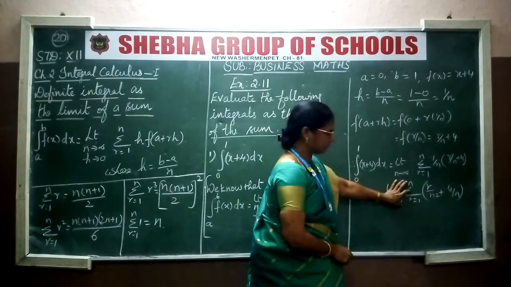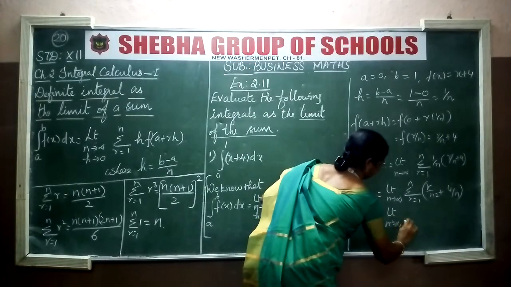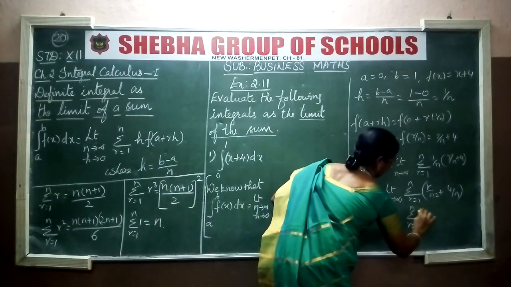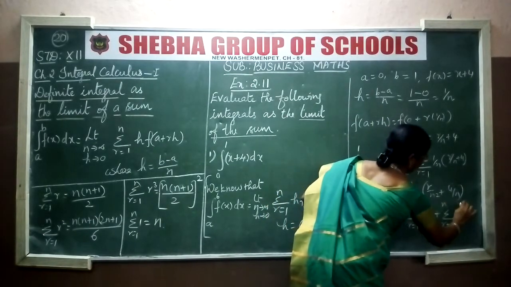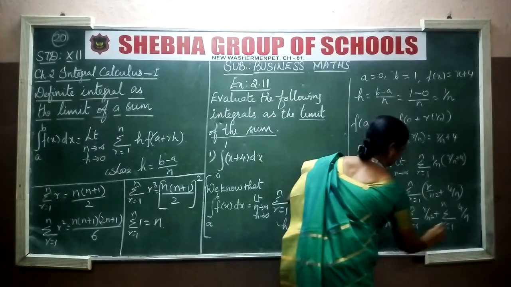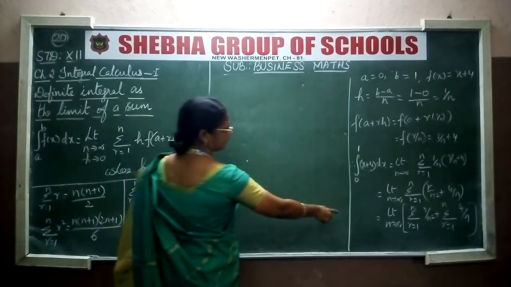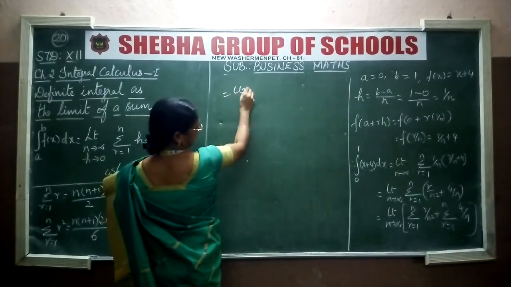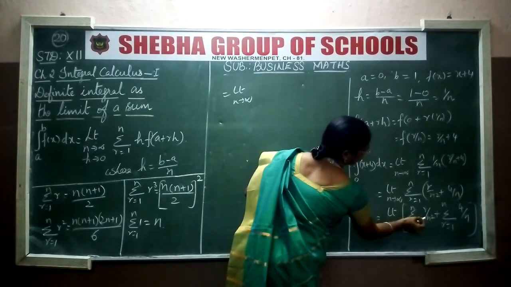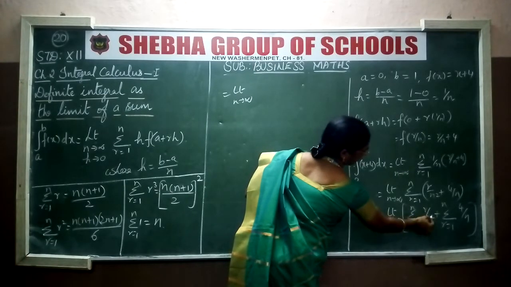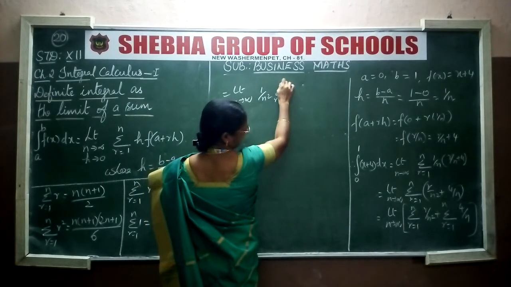Now split the sigma into two sigmas, that is limit n tends to infinity, sigma r equal to 1 to n, r by n square, plus sigma r equal to 1 to n, 4 by n. Okay, listen. Limit n tends to infinity, sigma r equal to 1 to n. So we can take the term independent of r, that is 1 by n square, into sigma r equal to 1 to n r.